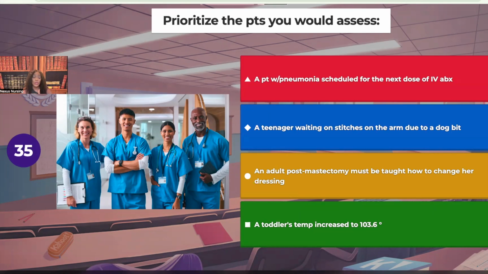Who are you going to see second? Who are you going to see third? And who are you going to see fourth? Pneumonia that needs IV antibiotics. A teenager that needs stitches from a dog bite. A post-mastectomy that needs to be taught how to change her dressing. And then a toddler whose temperature increased to 103.6.